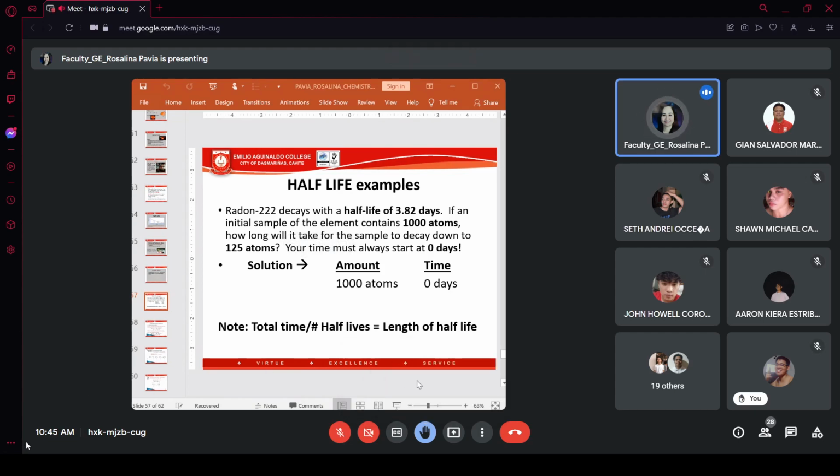Okay, 11.46 days. So, ganito ang pagsusolve niyan. We started with, always start with 0. Itong formula na ito, this is how to determine the length of half-life para makuha mo yung 3.82. Total time divided by number of half-lives will be the length of half-life. So, huwag niyong gagamitin ito kasi this was formulated only in order for you to determine the length of half-life given the total time and the number of half-lives. Okay, so this is how you should do it.